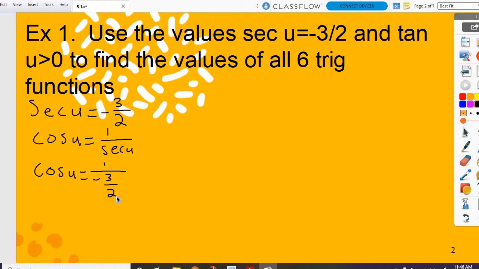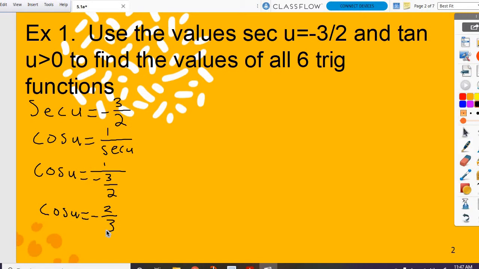So I have 1 divided by -3/2. So remember that we need to multiply by the reciprocal of our denominator. So what do we end up with? What's the reciprocal of -3/2? -2/3. And so that's what cosine is. So 1 down, 4 more to go.